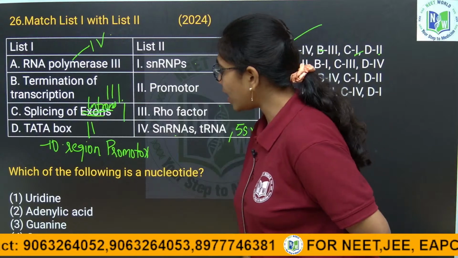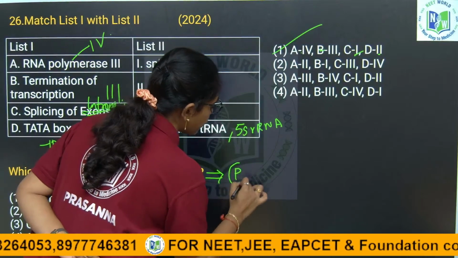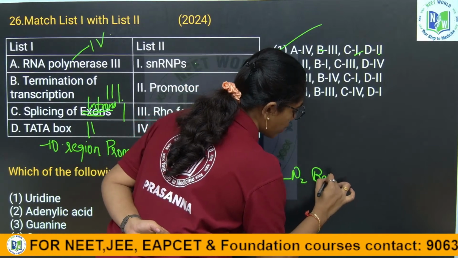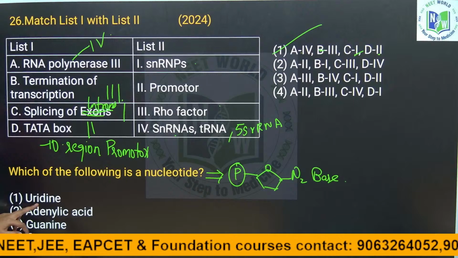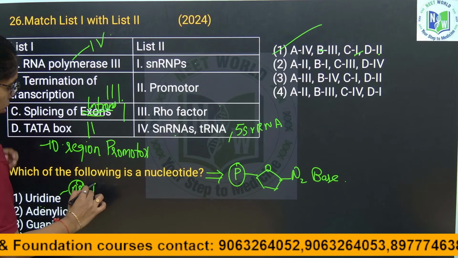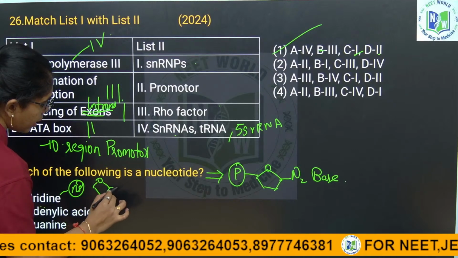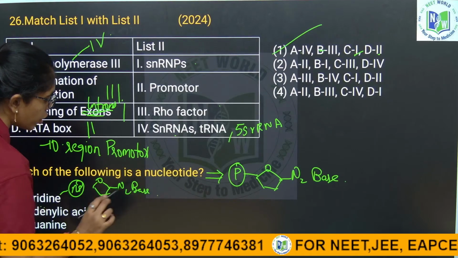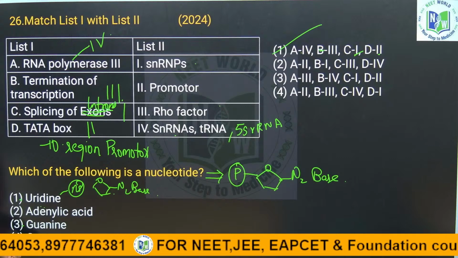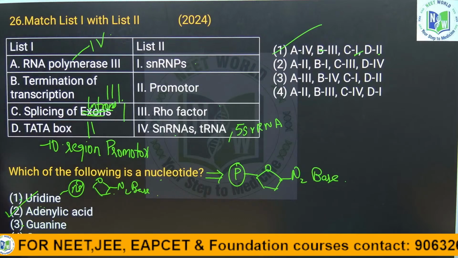Next, which of the following is a nucleotide? Nucleotide means it should be a combination of phosphate, sugar and nitrogen base. So, uridine means it is a nucleoside, where it is a combination of sugar and nitrogen base. Guanine is a nitrogen base, guanosine is again a nucleoside, adenylic acid is a nucleotide, option 2 is the correct answer.